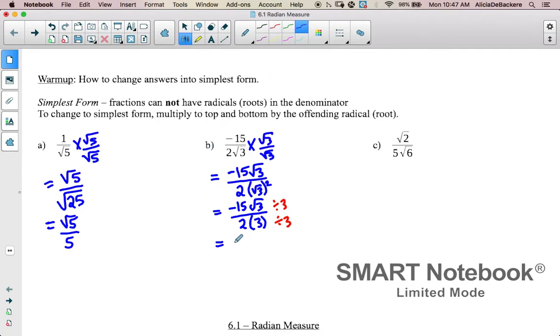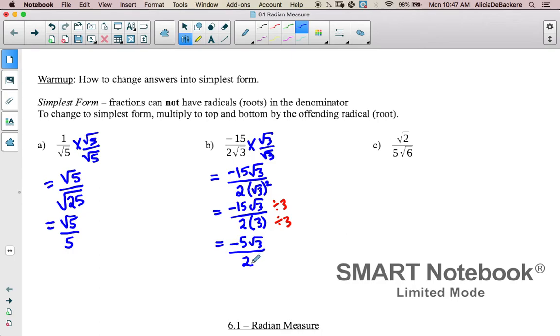And so what I get here on the top is negative 15 divided by 3. I'm just leaving that root 3 to the end. I'm not worrying about him right now. I'm just looking at negative 15 divided by 3. That gives me negative 5. And then the root 3 is just tagging along. And then in the denominator, I've got 2 times 3 divided by 3. So the 3 divided by 3 gives me 1, and I'm just left with 2.